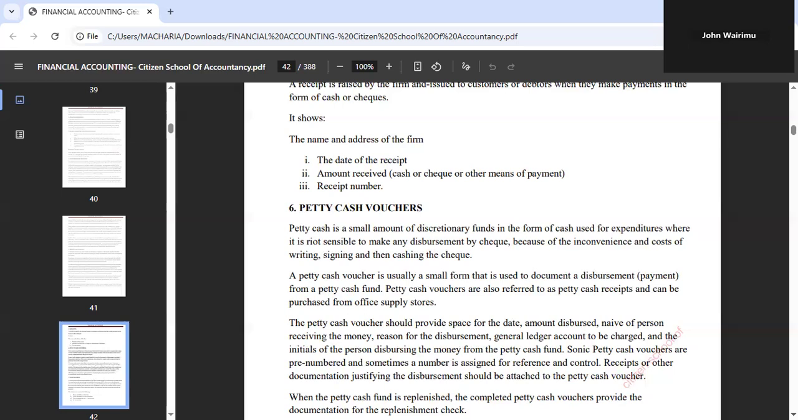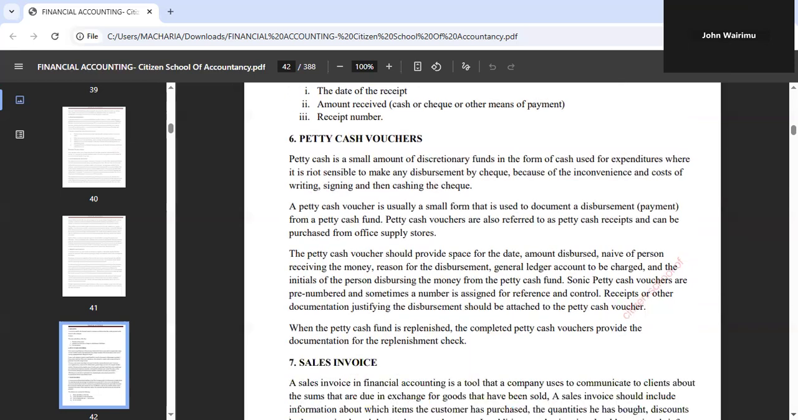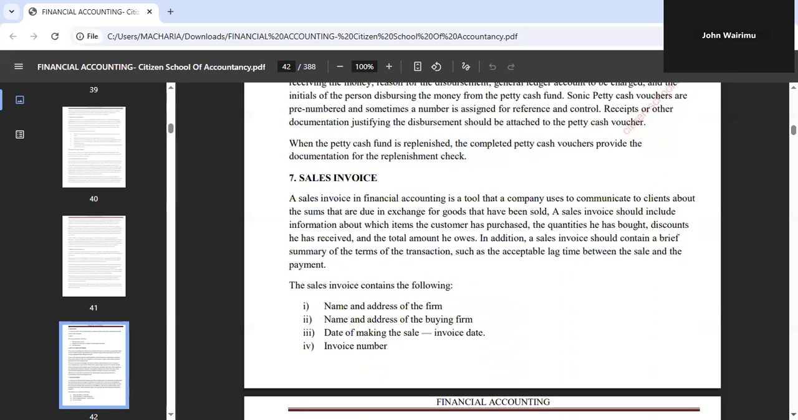So accountants will always interact with the petty cash. We are going to see the petty cash book later, but in this case, we're talking about the petty cash voucher. These are generally used to buy small items. A petty cash voucher is usually a small form that is used to document disbursement or payment from a petty cash fund. Petty cash vouchers are also referred to as petty cash receipts and can be purchased from office supply stores. So when you're buying items of small value, you don't necessarily need to write a check, then you issue a petty cash voucher.